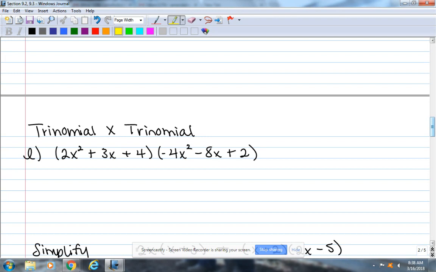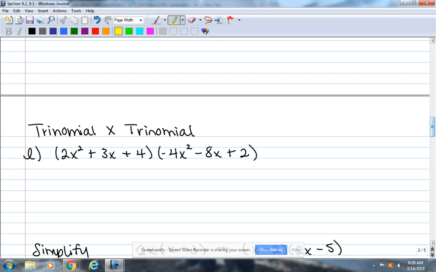So how many times were we multiplying when we did a binomial times a trinomial? How many times were we multiplying when we had a binomial times a binomial? Yeah. Look at y'all honors kids being all honorsy today.